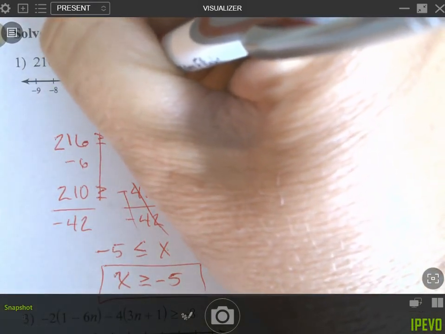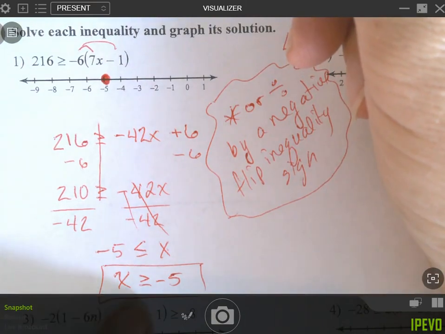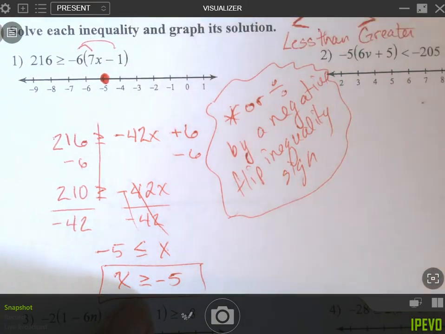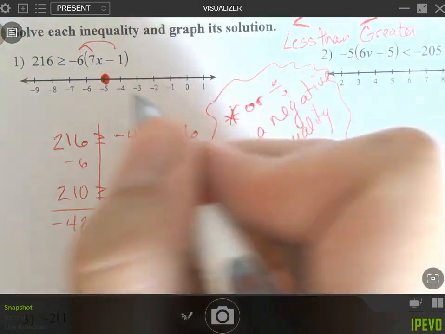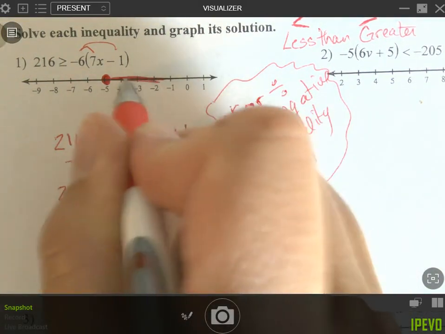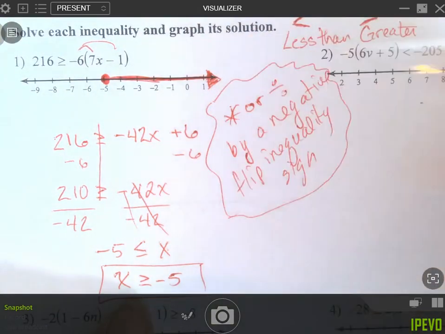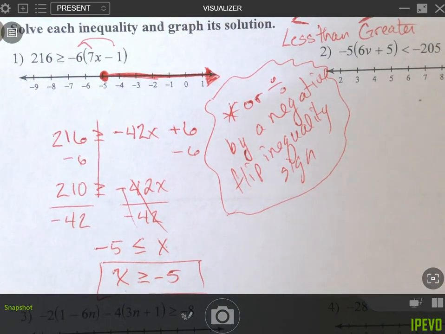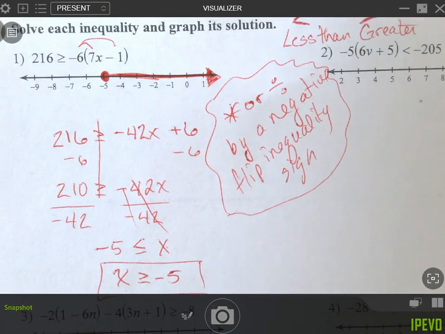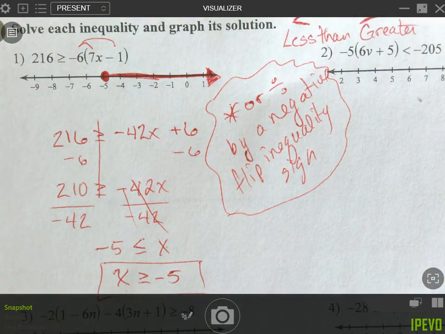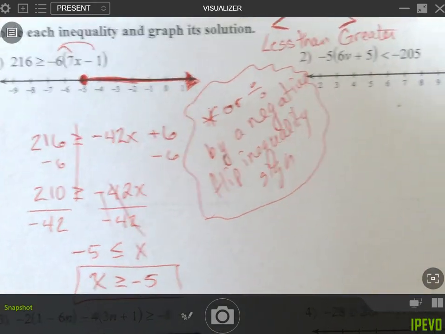And then which way do we want to shade? If x is greater, that means it's getting bigger. So left or right? Right. To the right. All right, there you go. Final answer circled. I got my number line. Done. Okay. Next one, number 2.